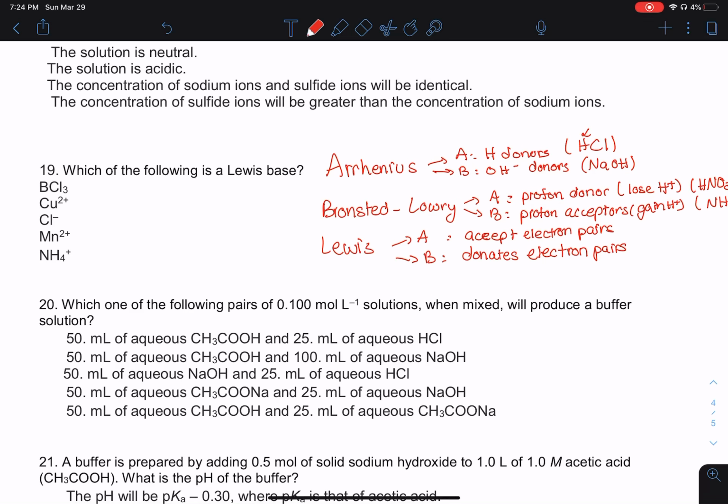In this problem, it'd be Cl minus because it has that negative extra pair of electrons that it can readily donate. BCl3 is neutral. All the other species are positively charged, so they are actually Lewis acids. So Cl minus is the only one that fits a Lewis base. Okay.